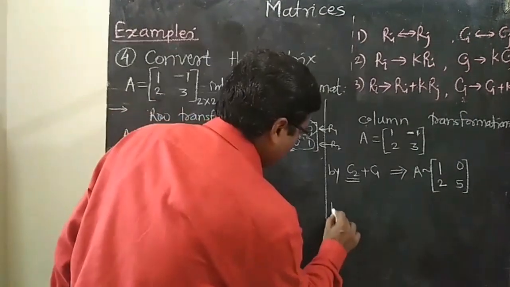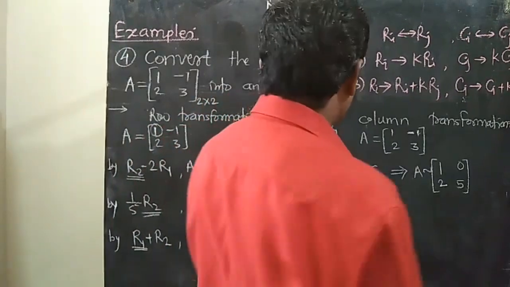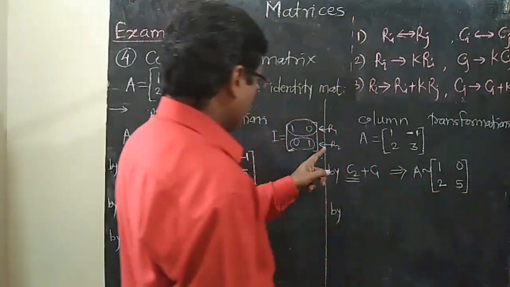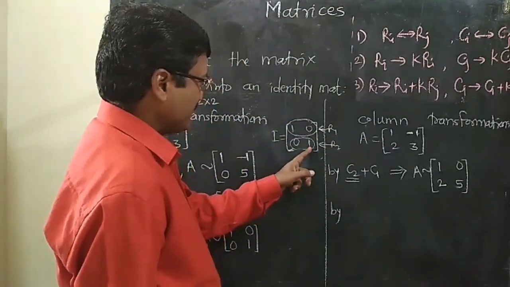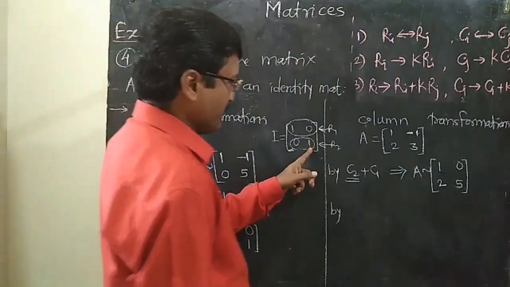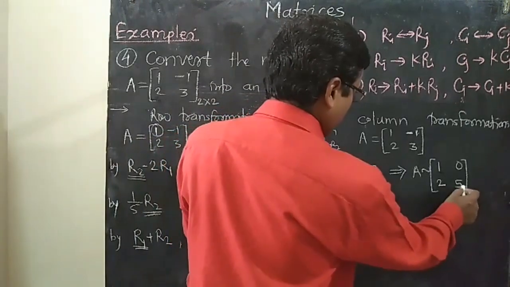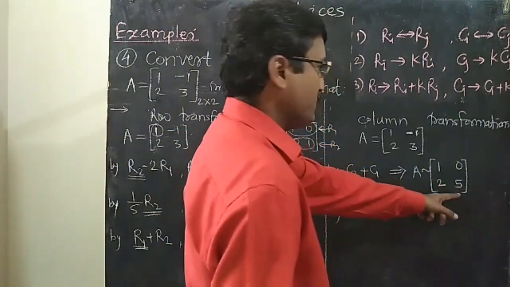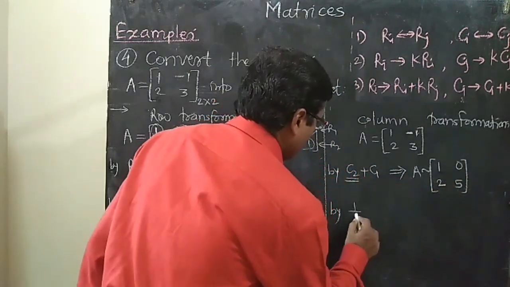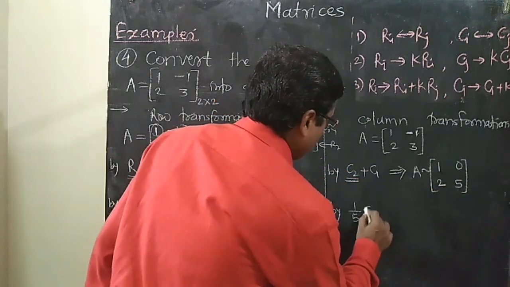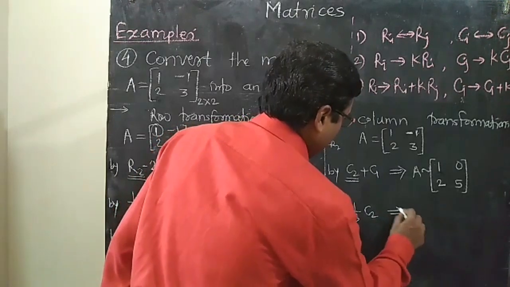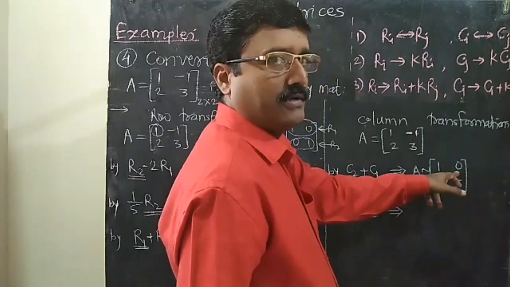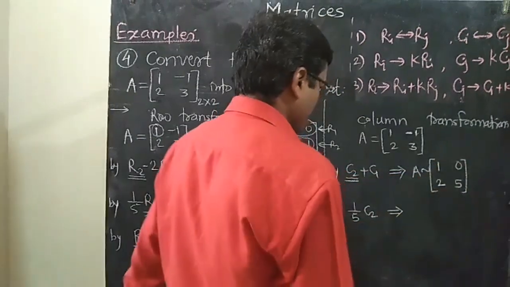Now if you observe, we got the first row 1, 0. Now we want to convert the second row. In the second row, first change this last element to 1. You want this 5 to become 1. So we multiply C2 by 1 by 5, that is 1/5 of C2. As we have already made this 0, there will be no change in this element.